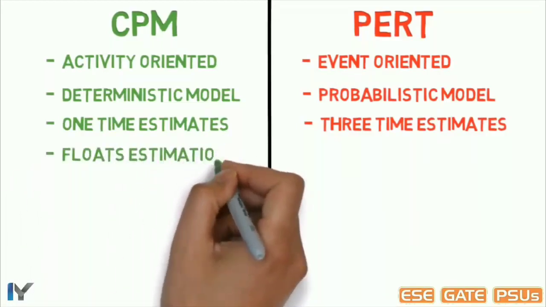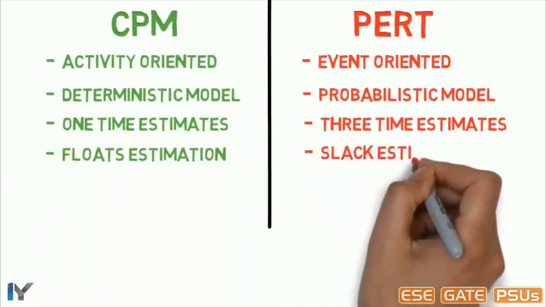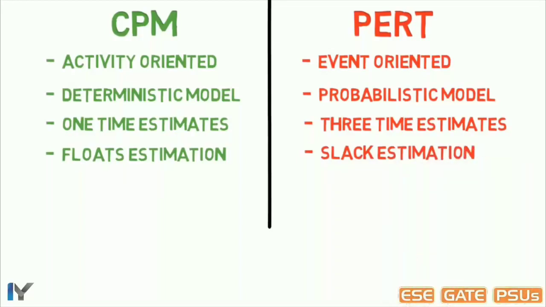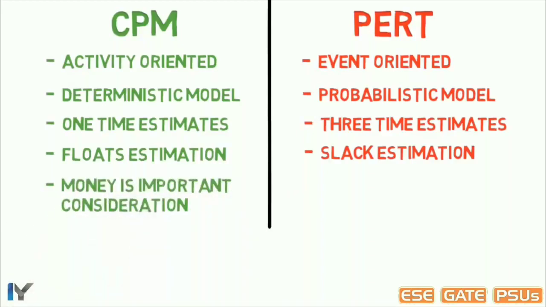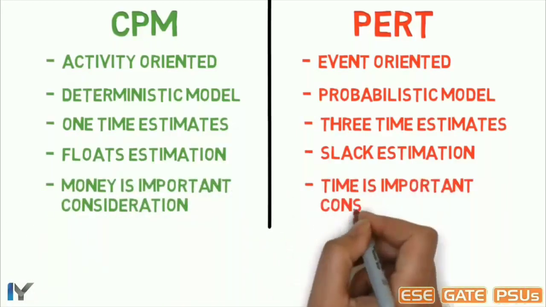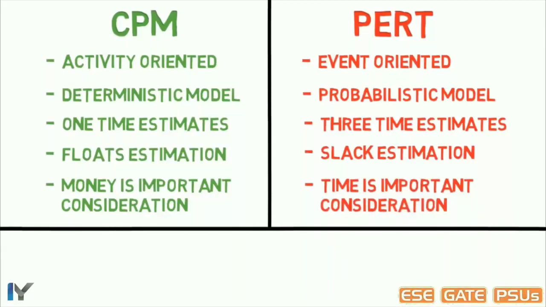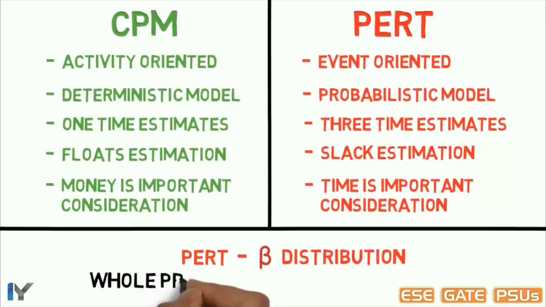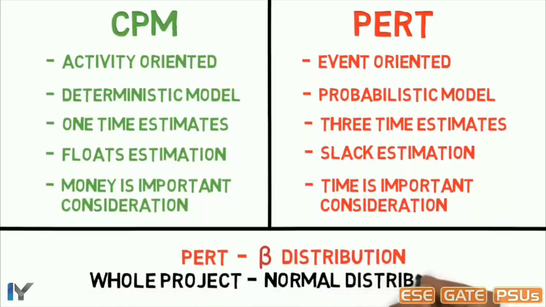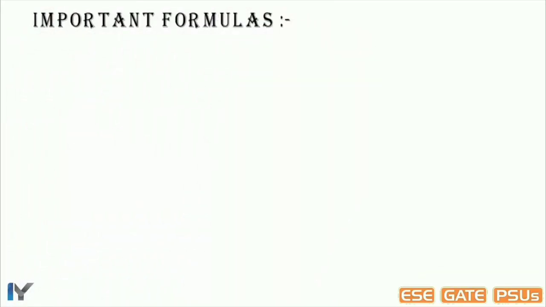CPM involves float estimation while PERT involves slack estimation. Float and slack are nothing but extra time available, which will be zero for critical activities. Money is an important consideration in CPM while time is an important consideration in PERT. Another VIMP point is PERT follows beta distribution while the whole project follows normal distribution. Remember this point always. Now coming to all the formulas from this topic.